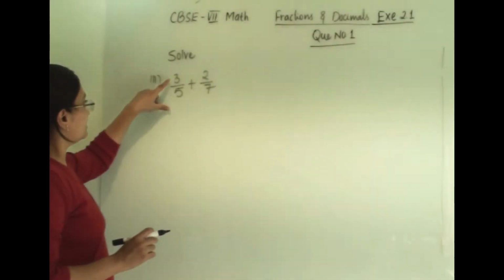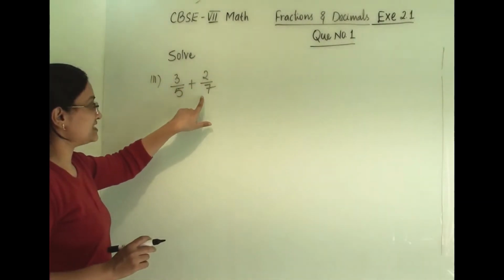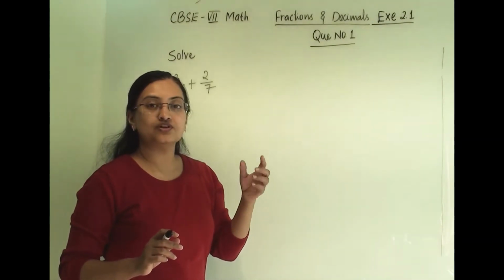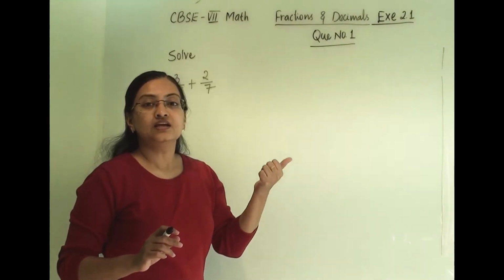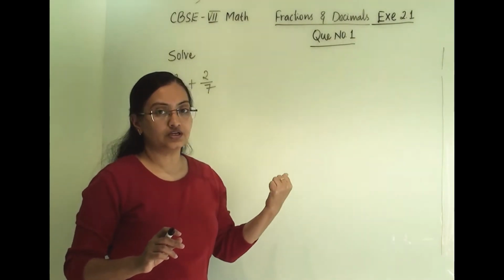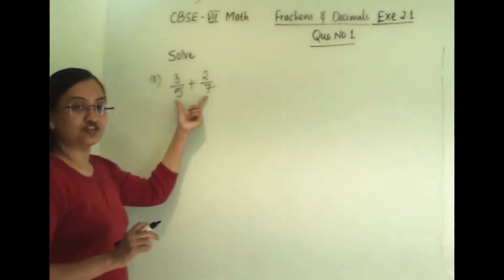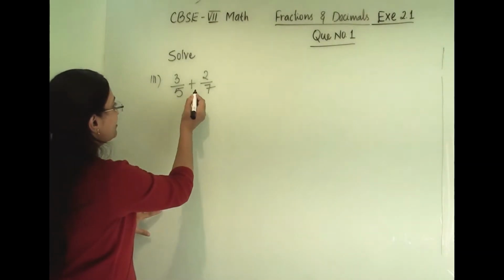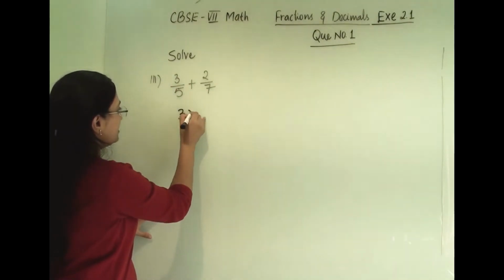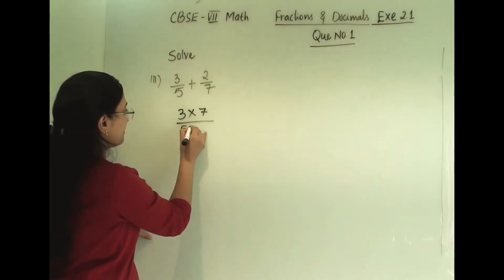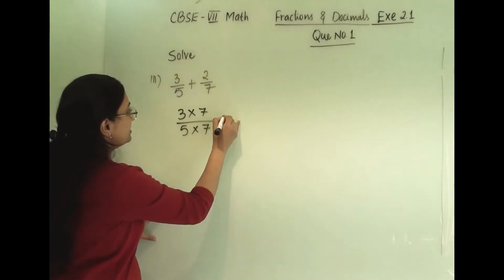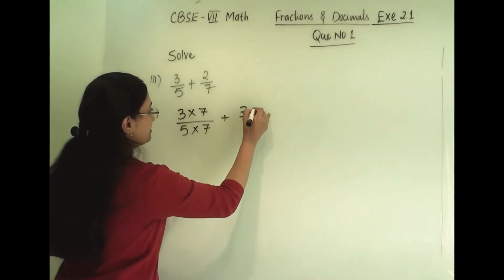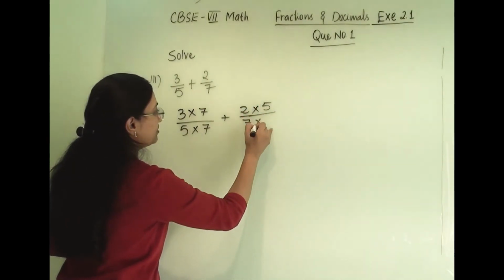Third question. This is 3 by 5 plus 2 by 7. In the earlier sum, we saw that the denominator was 1, so it was very easy for us to multiply the denominator of one fraction with the other fraction. But here both fractions have their own denominator and both are prime numbers. So what we will do, this 7 we will multiply with this fraction: 3 into 7 divided by 5 into 7. And this fraction we will multiply with 5. So 2 by 7, here we are multiplying above and below with 5.